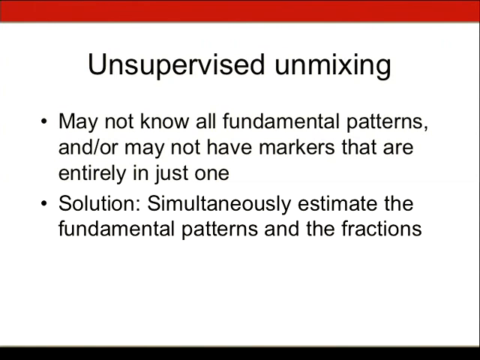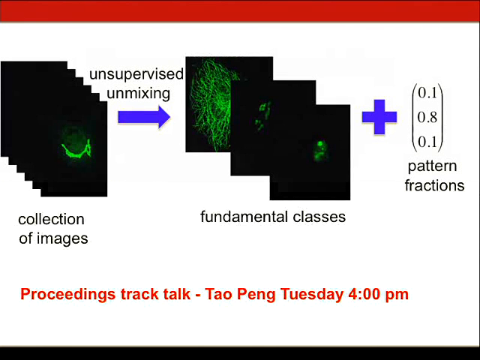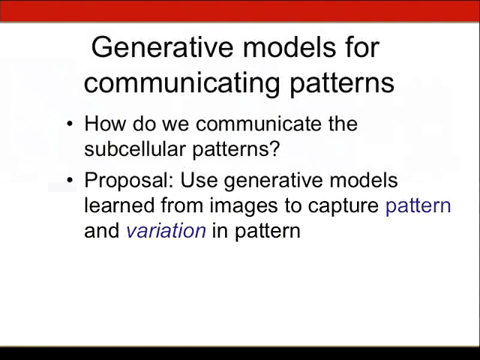Now, this was a significant advance, but in fact, one of the problems is that we may not know all of the fundamental patterns, or we may not have markers that are entirely in just one of them. And so the best approach to that is unsupervised unmixing, which would be to just take a collection of images and simultaneously learn the fundamental classes as well as the fractions. And Tao Peng will be giving a proceedings talk tomorrow on a system that he and Luis Cuello developed for doing that. Now, one last piece.